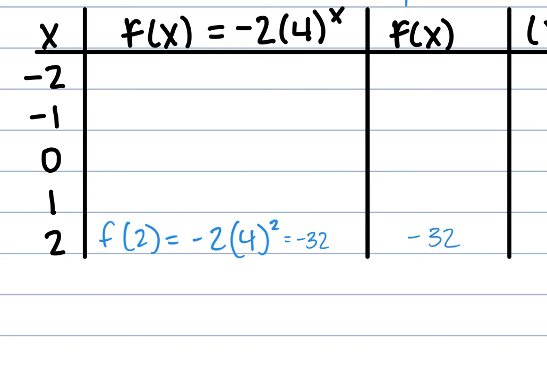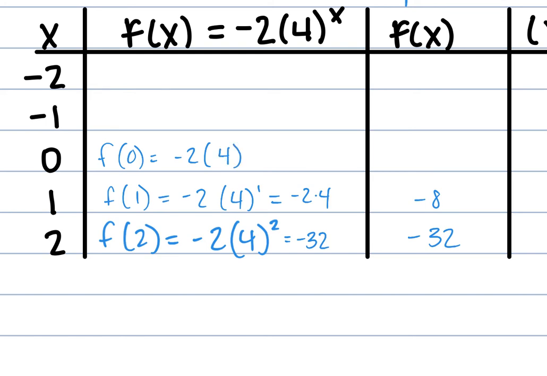Let's raise x to the first power. So this is f of 1. This is going to be negative 2 times 4 to the first power. That's negative 2 times 4, which is just negative 8. F of 0 is going to be negative 2 times 4 to the 0th power, which is negative 2 times 4 to the 0 is just 1. So this is also negative 2.